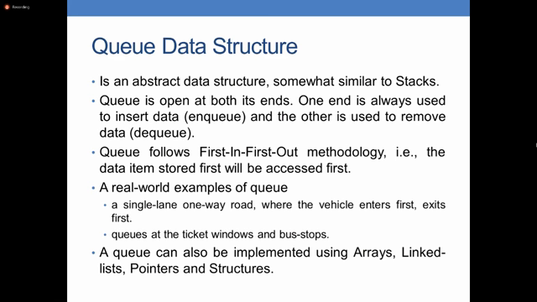When we were talking about the stack, it was a last in first out data structure. But when it comes to queue, it is a first in first out data structure. This first in first out operation is possible because both ends of the queue are open. Then the data item stored first will be accessed first.